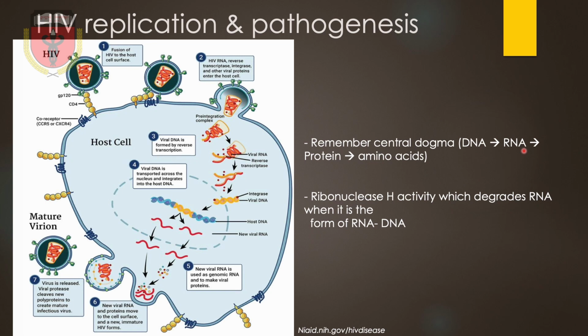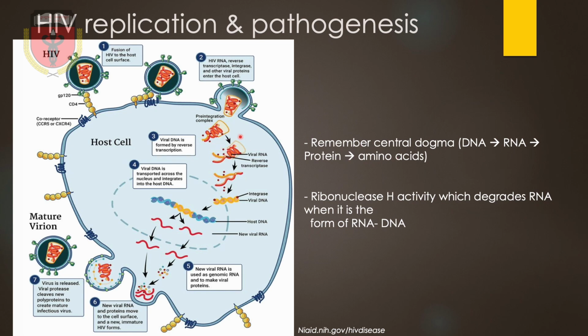And from RNA to protein is translation. So messenger RNA, tRNA, transfer RNA. With the help of those RNAs, the RNA is translated into proteins. Amino acids then build the protein building blocks. So this is the central dogma.